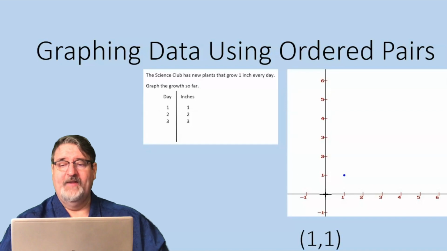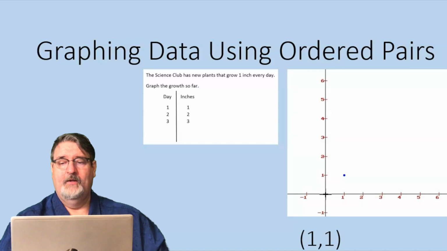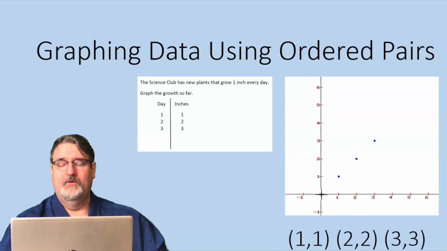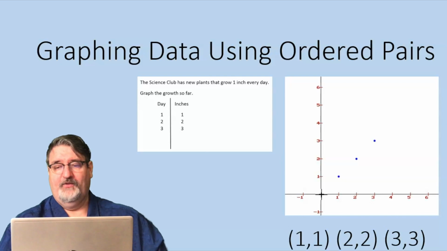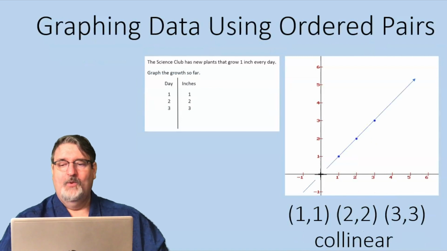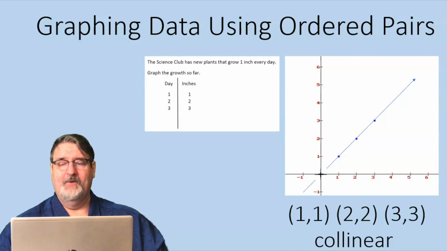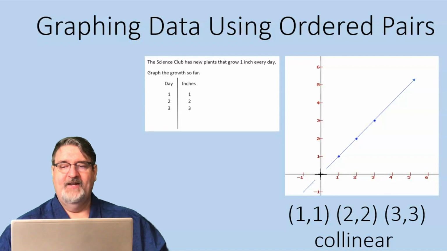On the x-axis they went over to the right 1, and then they went up 1, and there's 1, 1. The next is 2, 2. So they went to the right 2, and they went up 2. And then the next one is 3, 3. So you go to the right 3, and then you go up 3. At that point, you can take a ruler when you get done, and you can draw a line, and you can see that line right there. When you have 3 points or more that come together like that, it's called collinear. And that just shows that there's a correlation between those points.